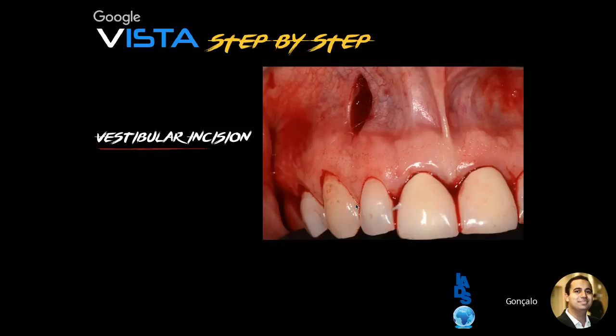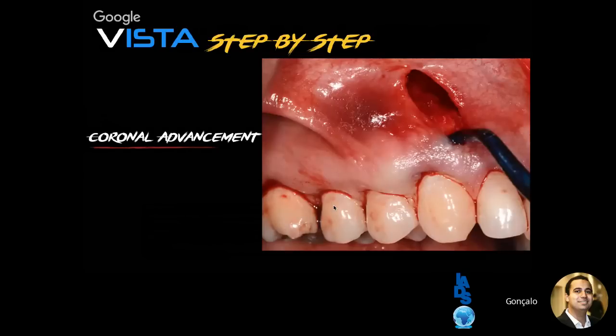As I said, this is a case that I didn't graft. When we do the vestibular incision, you see in this case I did it between lateral and canine, because I was not doing a full arch root coverage. If I was going to do that, I would probably do the incision in the midline. But having this incision far away from the gingival margin, you have your tunnel and enough space to coronally advance. You do a full thickness flap incision, so you go until bone, and then you elevate the supraperiosteal tunnel, as you can see here.